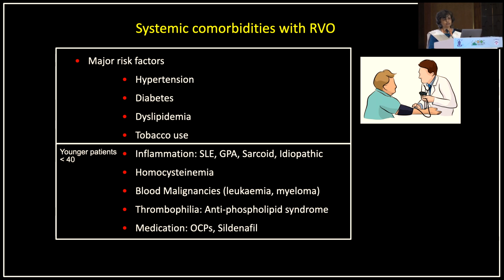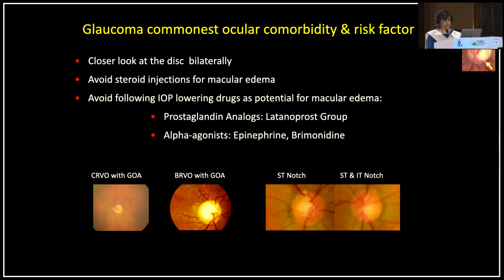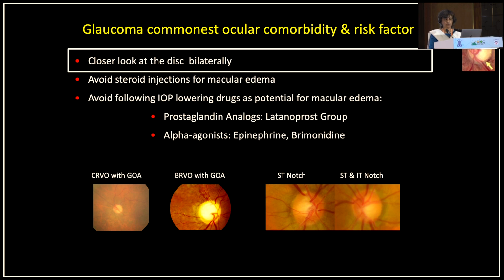Unless we look for these, we are doing great injustice to the patient because the actual problem is not solved. And in the eye, we need to be very vigilant about glaucoma in these patients because it's a very common comorbidity, and it may be responsible for the RVO in many cases. So look at the disc very carefully. It is easy to miss an early glaucomatous change or a notch. Once glaucoma is confirmed, avoid steroid injections for the macular edema because it can increase the IOP. And to treat the glaucoma, avoid drugs which can increase the macular edema caused by RVO.